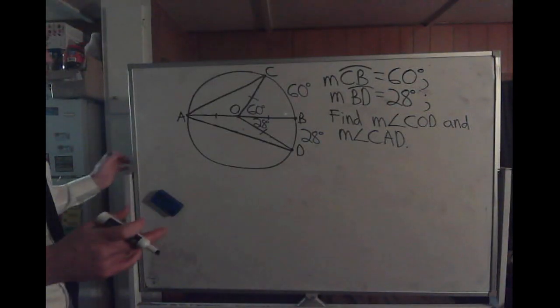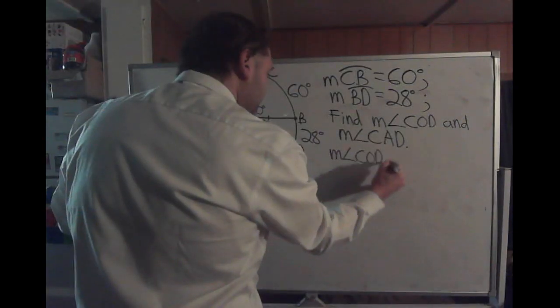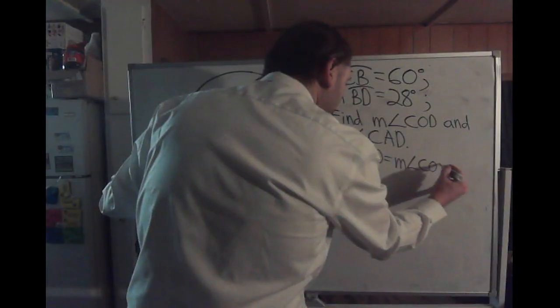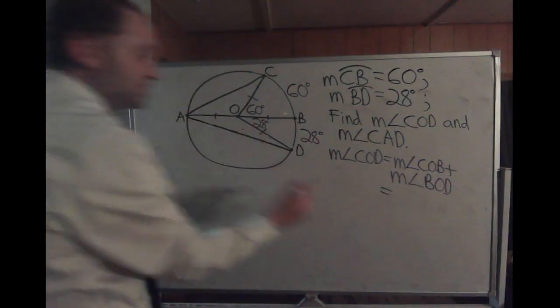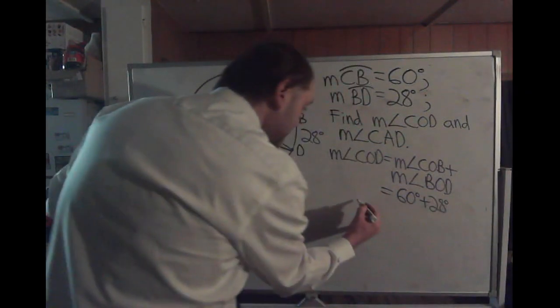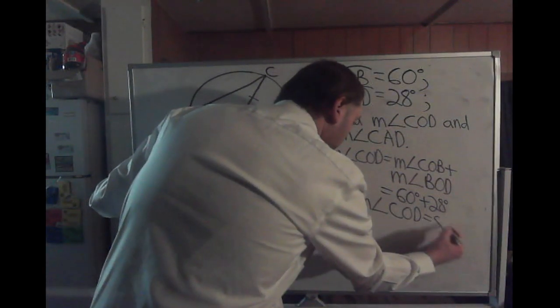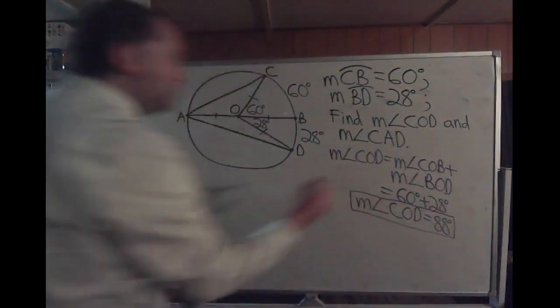So now, isn't it true that the whole measure of angle COD is going to be equal to the measure of angle COB plus the measure of angle BOD? Which would have to mean it equals 60 plus 28, which means that the measure of angle COD would simply equal 88 degrees. Alright, so that wasn't too terrible.